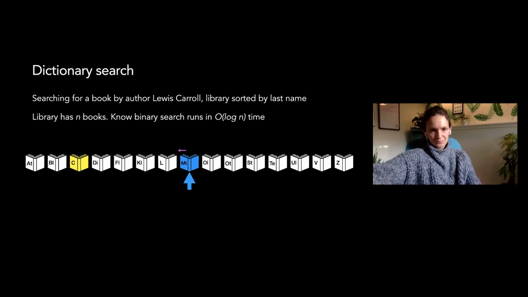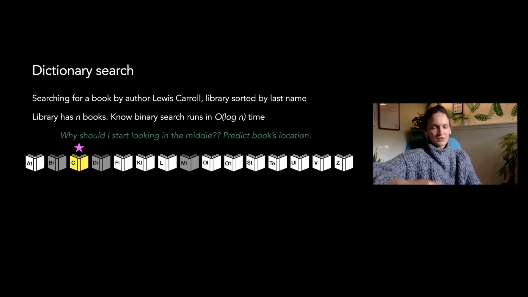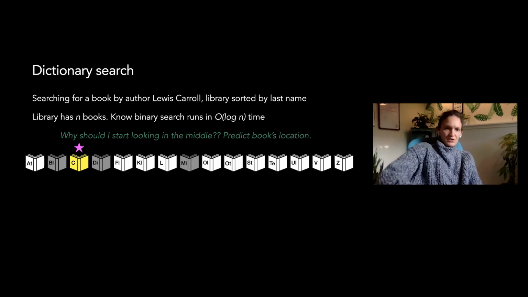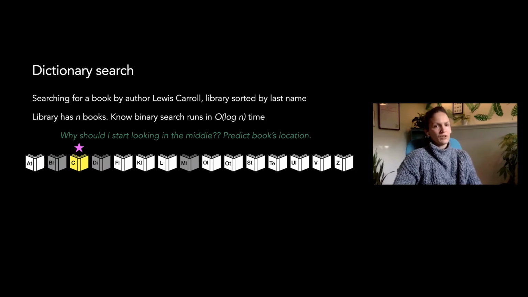Maybe I start in the middle and I find some author with the last name M. Then I move roughly halfway through and find some author with the last name D, and so on and so forth until I find that book by Lewis Carroll. Binary search is the best thing we're able to do without additional information. But the point is that I know I'm looking for the author Lewis Carroll, and I know the books are sorted in alphabetical order by last name. So in particular, Carroll's at the beginning of the alphabet. Why should I start looking in the middle when maybe I could do binary search faster if I started looking towards the beginning of the library instead?